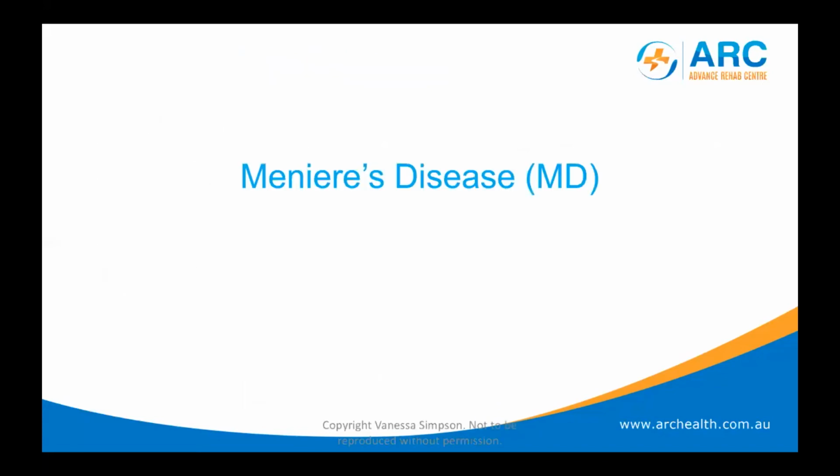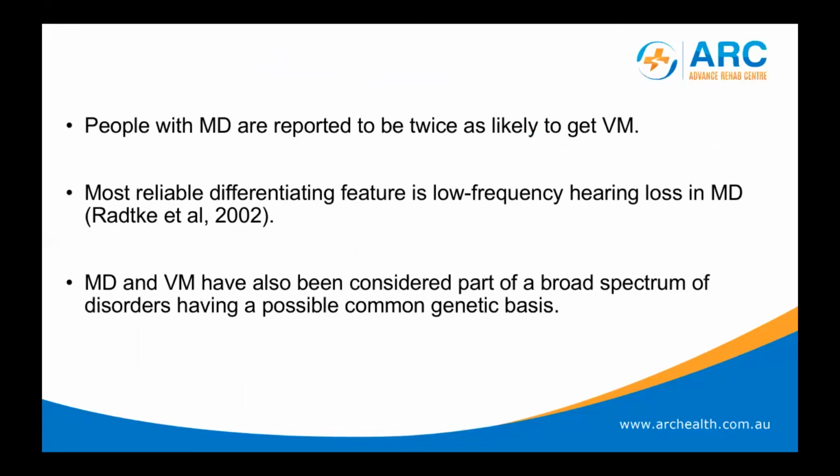Okay. I'm just going to talk a little bit, very briefly, about Meniere's disease, because I assume quite a lot of you know a bit about this already. But interestingly, people with Meniere's disease are reported to be twice as likely to also get vestibular migraine. So it is not uncommon at all for people with Meniere's disease to also have vestibular migraine. There's a strong association between the two. And the most reliable differentiating feature is that you get a low frequency hearing loss in Meniere's disease, which you generally don't get in vestibular migraine, because there is a lot of overlap between the two conditions. And for that reason, it's been proposed or considered that both of these conditions could have a common genetic basis.